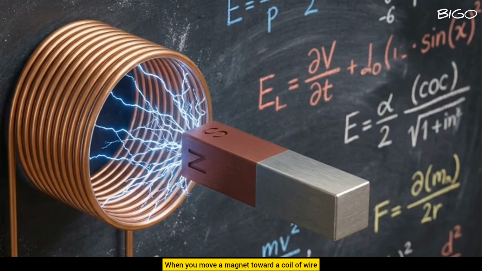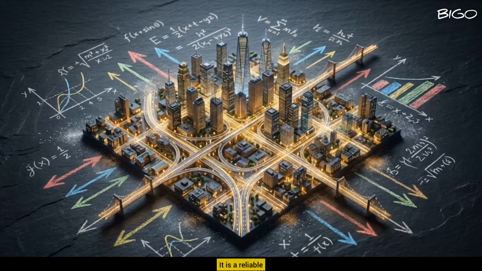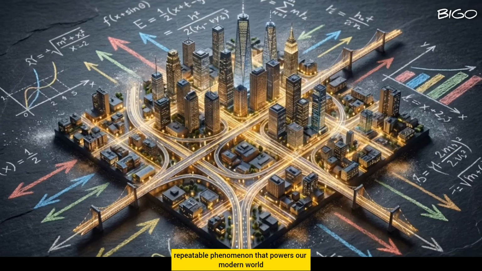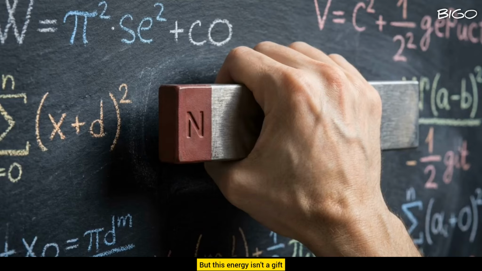When you move a magnet toward a coil of wire, it generates an electrical current. It is a reliable, repeatable phenomenon that powers our modern world. But this energy isn't a gift.